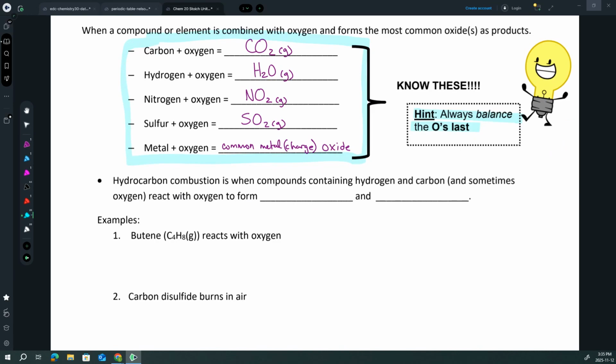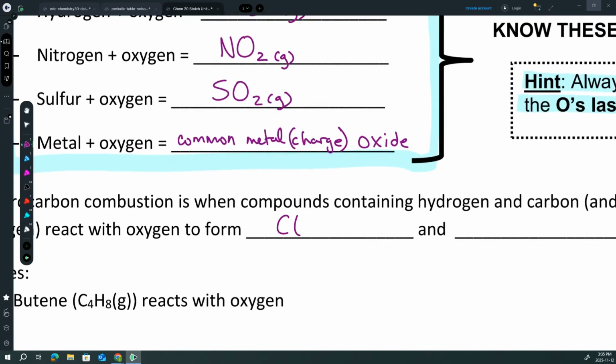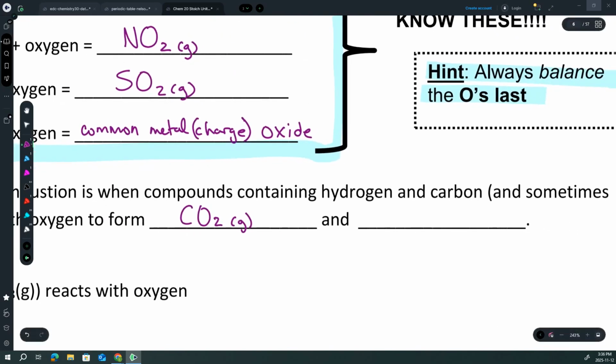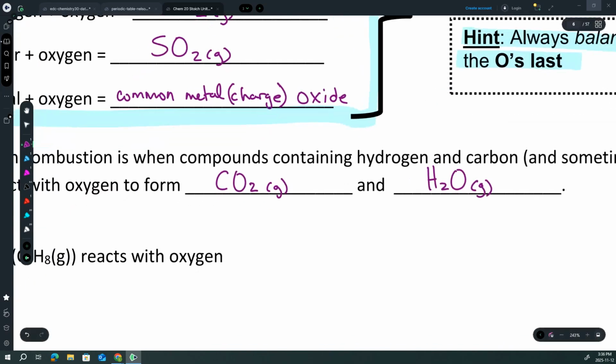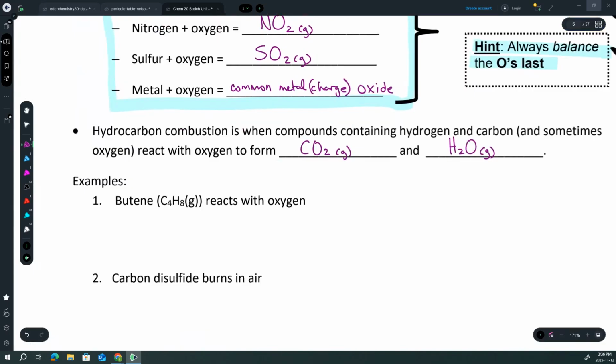Hydrocarbon combustion is when compounds containing hydrogen and carbon, and sometimes oxygen, react with oxygen to form carbon dioxide, CO2 gas, and water vapor. Basically, if you have a hydrocarbon combustion, your products are always going to be carbon dioxide and water vapor in the scope of Chem 20.